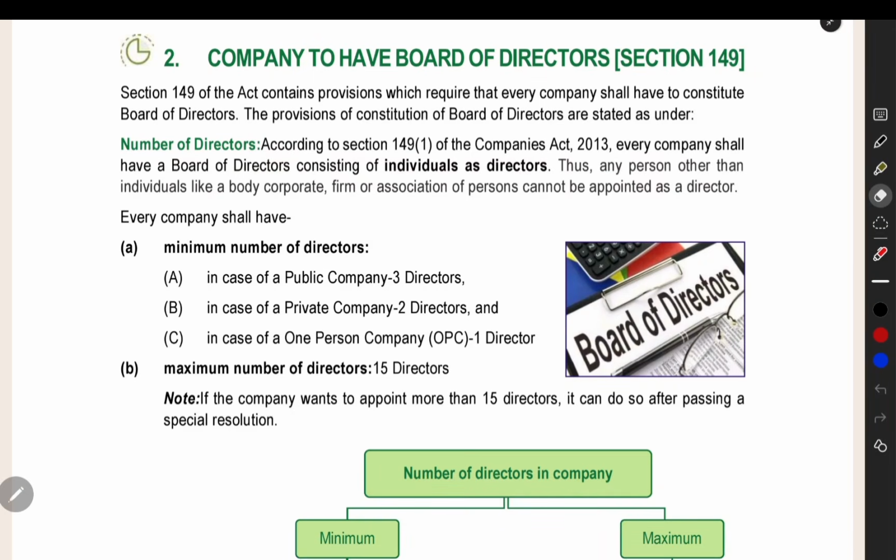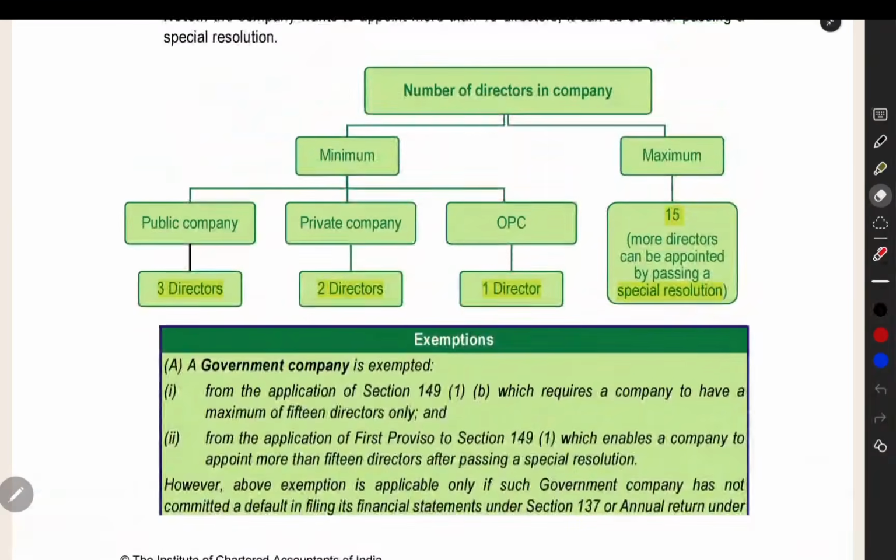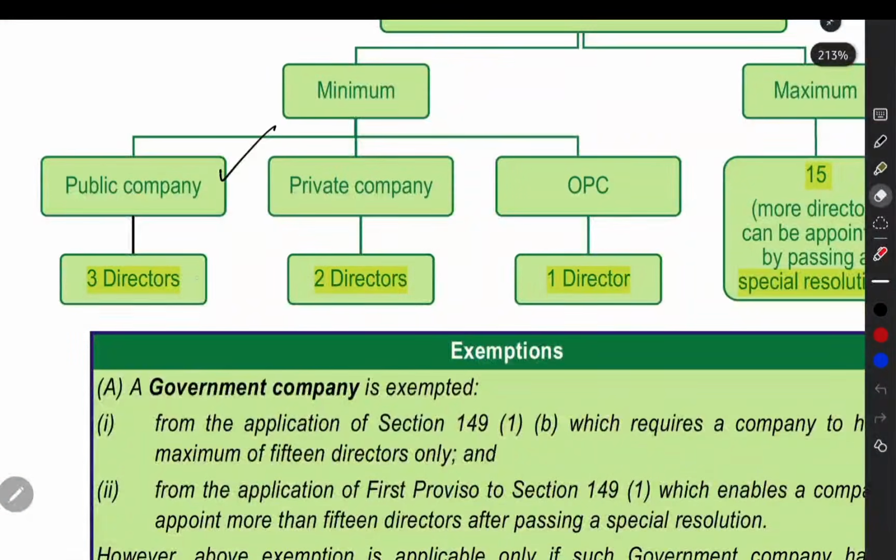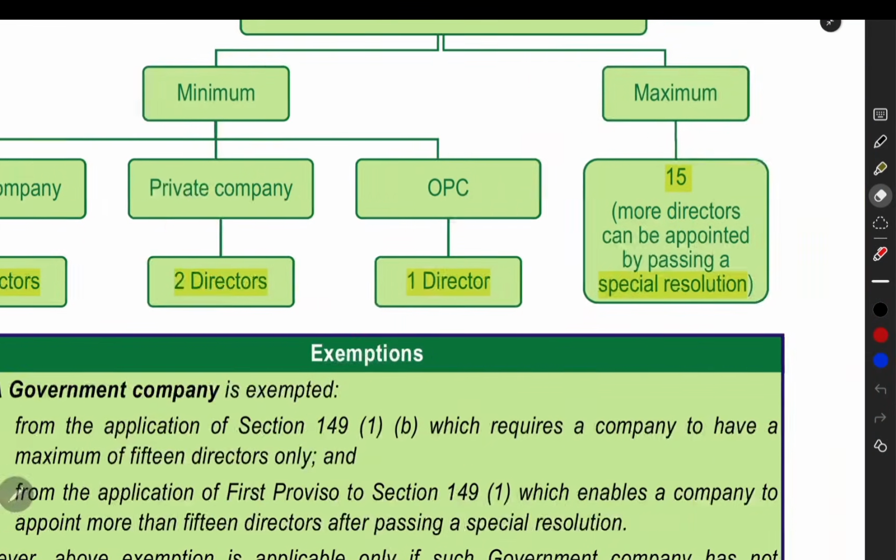Here the first thing which we are going to see is every company should have a board of directors and that is compulsory, and we have only individuals as directors. We cannot have companies or organizations as directors. In the case of minimum number of directors, based on the type of company, for public company we have minimum 3 directors, private company 2 directors, and one person company 1 director will be the minimum number of directors.